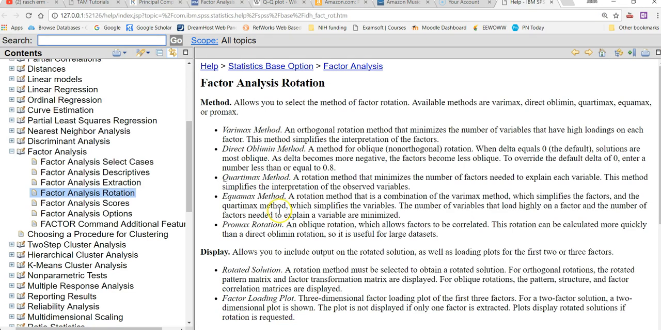And we're going to pick the equamax, a rotation method that is a combination of Varimax, which simplifies the factors, and Quartimax, which simplifies the variables. The number of variables that load highly on a factor and the number of factors needed to explain a variable are minimized. So that's what we're going to do.